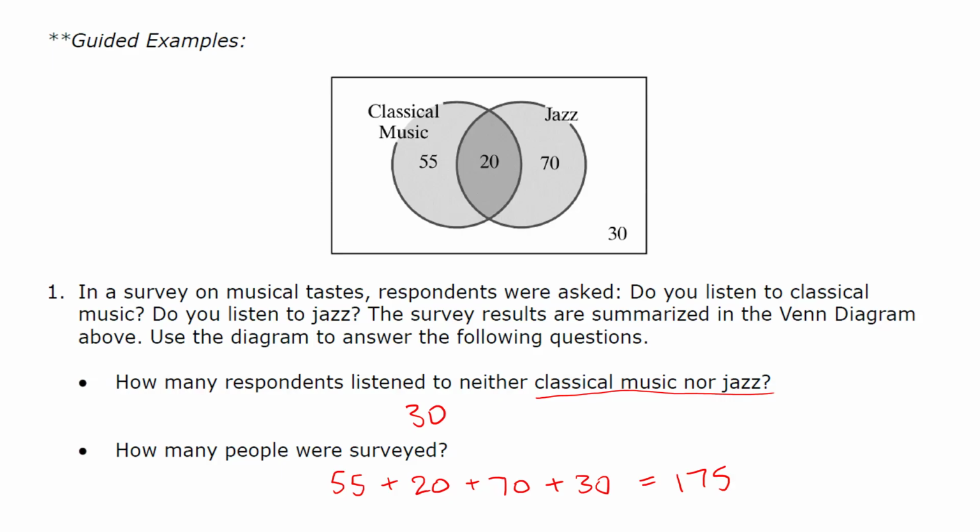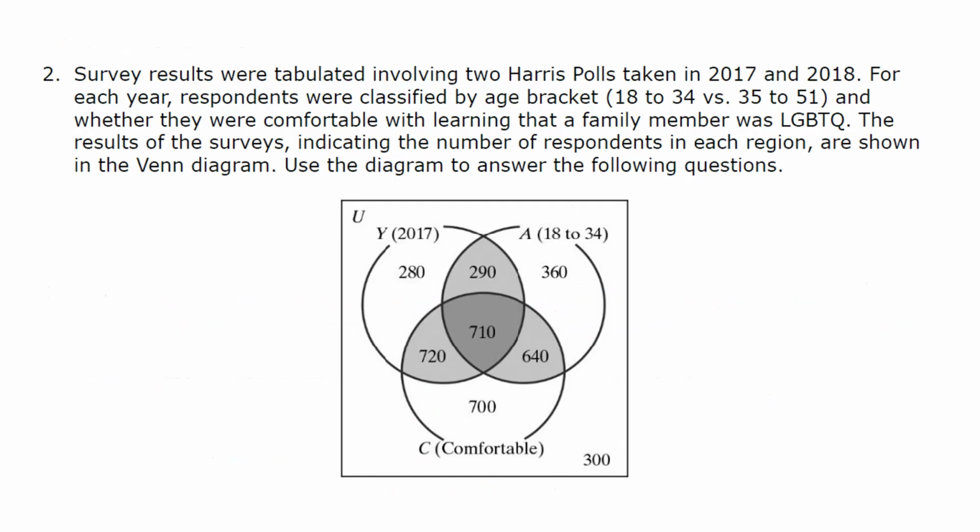Great. Let's do another one. All right. Survey results were tabulated involving 2 Harris polls taken in 2017 and 2018. For each year, respondents were classified by age bracket, 18 to 34 versus 35 to 51, and whether they were comfortable with learning that a family member was LGBTQ. The results of the surveys indicating the number of respondents in each region are shown in the Venn diagram. We need to use this Venn diagram to answer the following questions.